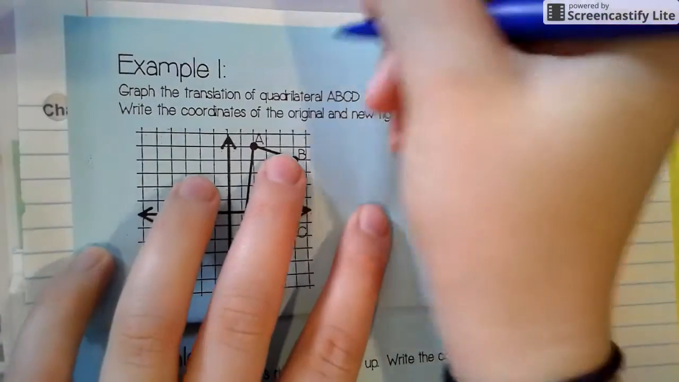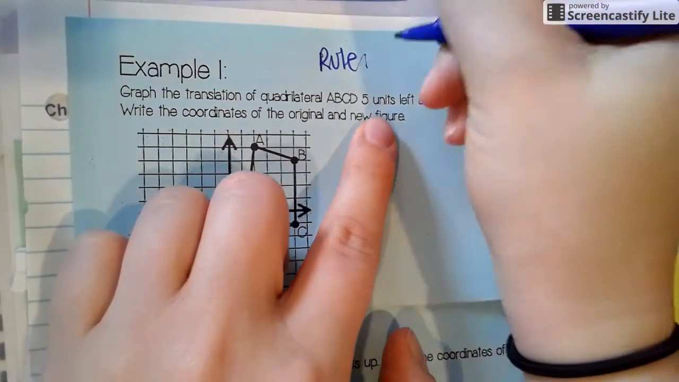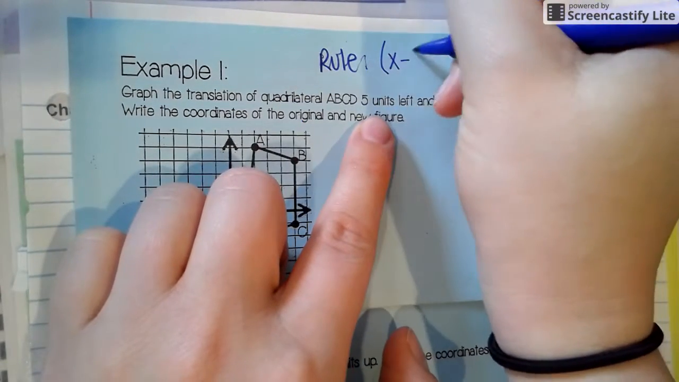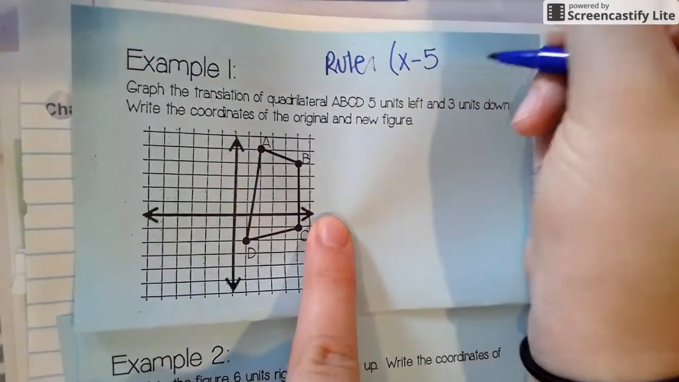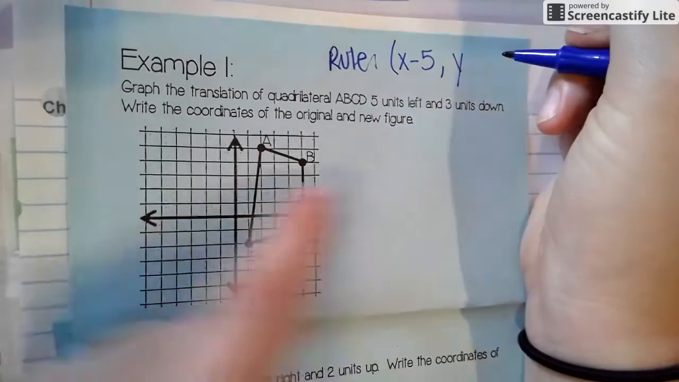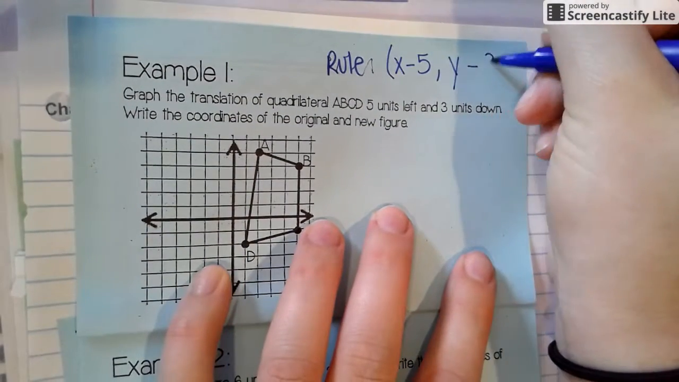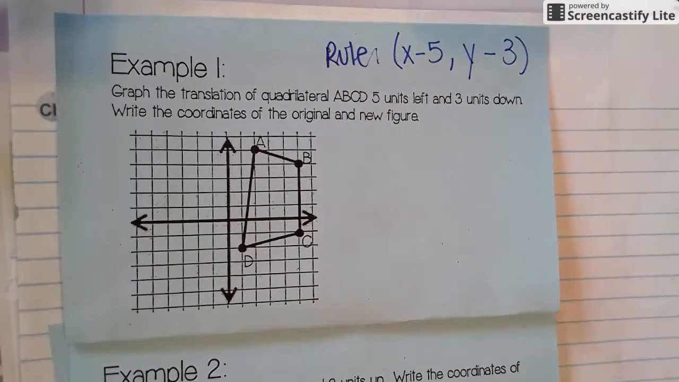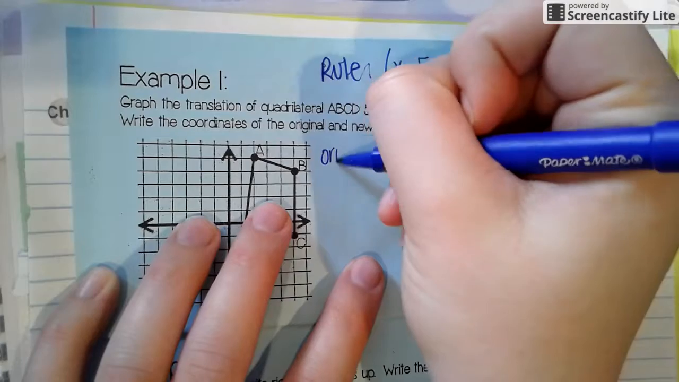Okay, so my rule, because it says 5 units to the left, it's going to be x minus 5 because left is negative, right is positive. And then it's going to be y, because that's my y-axis, up or down, minus 3. So that's going to be my rule that I'm going to use. When I do this, I have to write my original points.